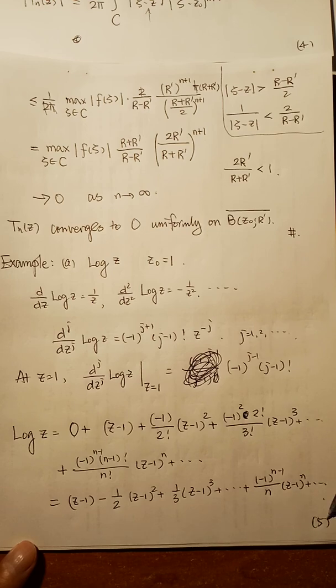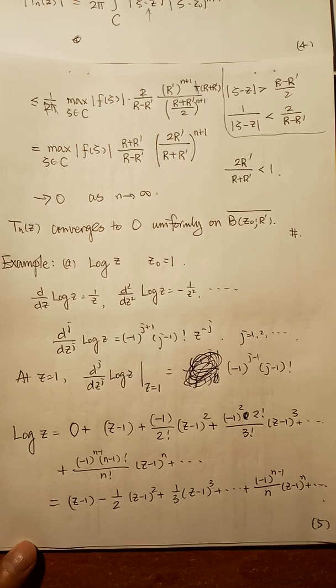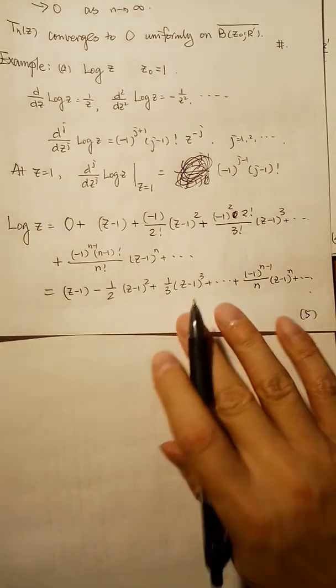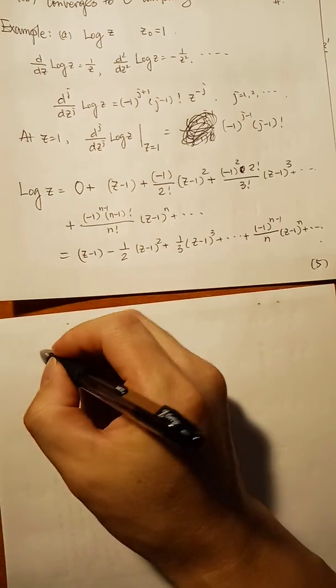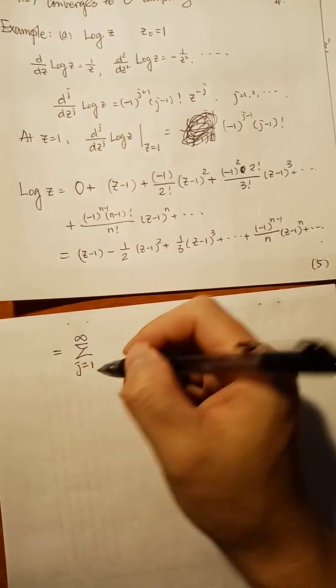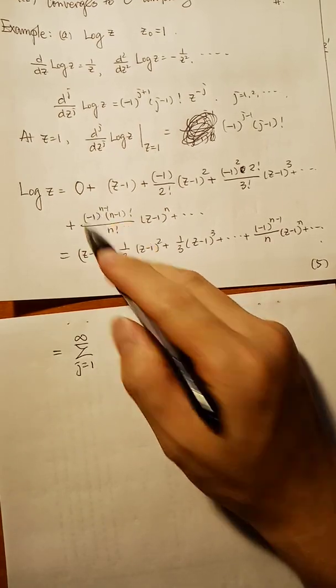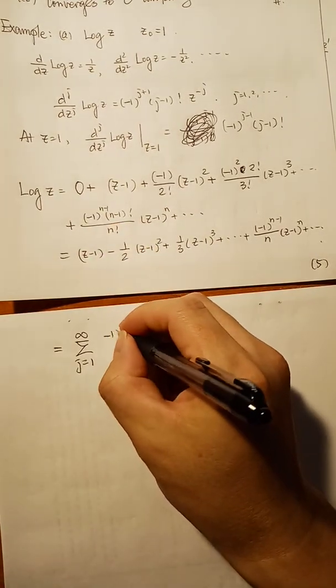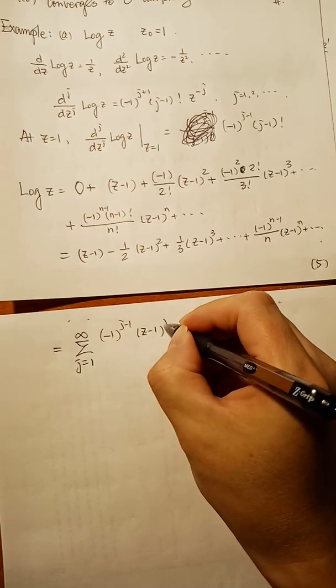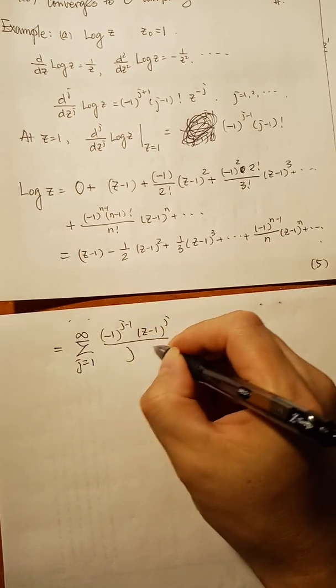Right? So if you want to write it in the compact form, it has a sigma notation. You just check it here. It is equal to the sum, j from 1 to infinity, no 0, since the zeroth term is 0, of negative 1 to the j minus 1, times z minus 1 to the jth power, over j.